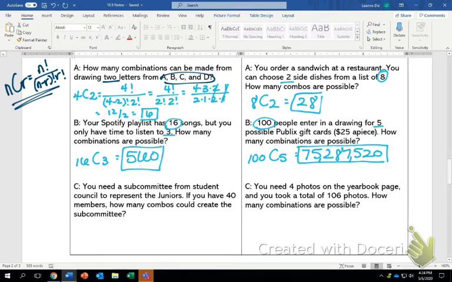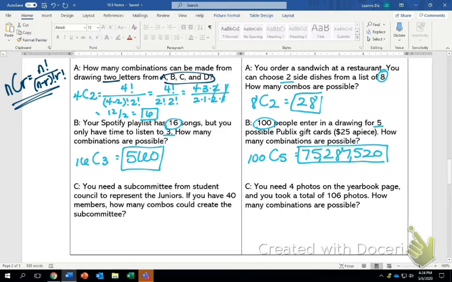4.1c says you need a subcommittee, and I forgot to write it on this one, but you'll see it whenever you download it. It says you need a subcommittee of 5 students from student council to represent the juniors. If you have 40 members, how many combos could create the subcommittee?